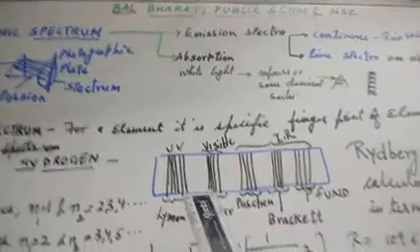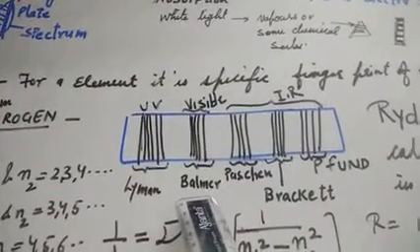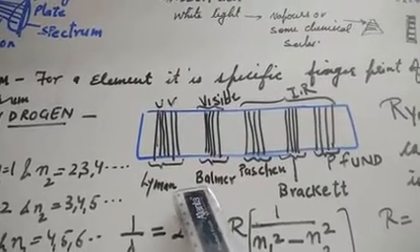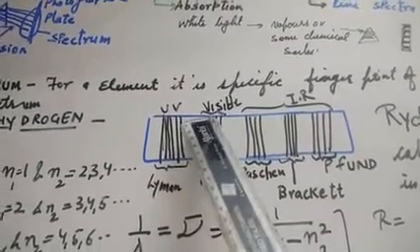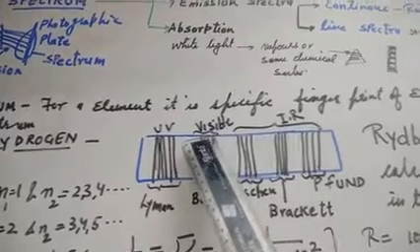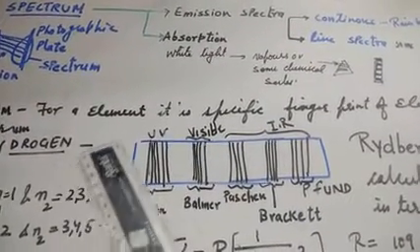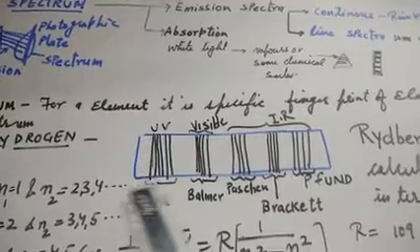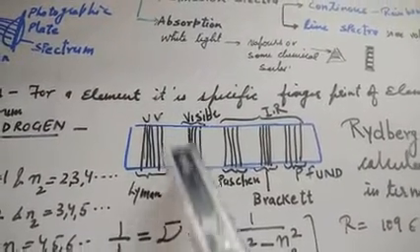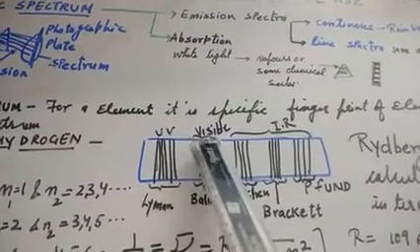The second set of lines was studied by Balmer, and this series of lines lies in the visible region. We studied the electromagnetic spectrum on the basis of different wavelength and frequency. So this Balmer series lies in which wavelength range? In the visible region.